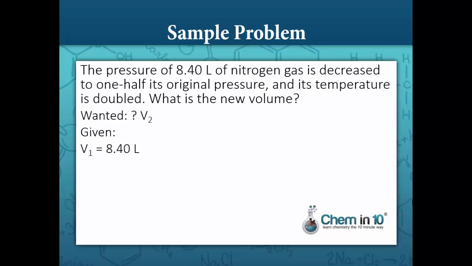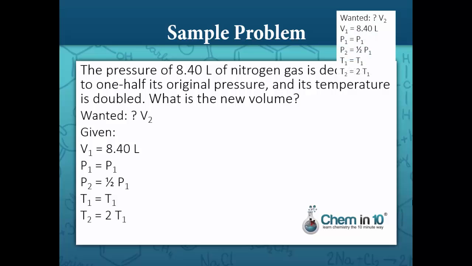We are told that the pressure is decreased to 1/2 of its original pressure. So let's call the original pressure P1. P2 is going to be equal to half of that. So P2 is equal to 1/2 P1. And they tell us that the temperature is doubled. So the initial temperature we'll define as T1, and the new temperature T2 is going to be double that, or twice T1.